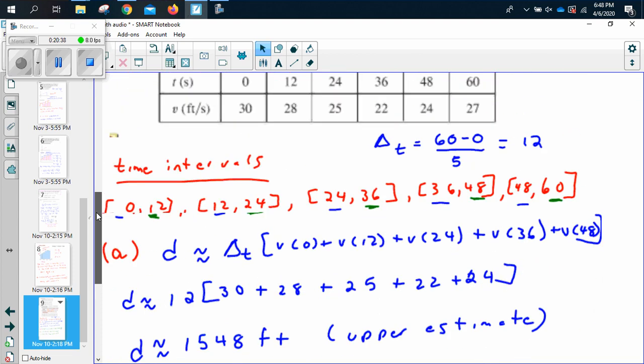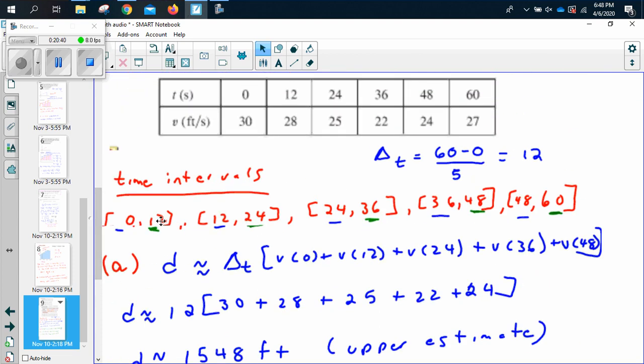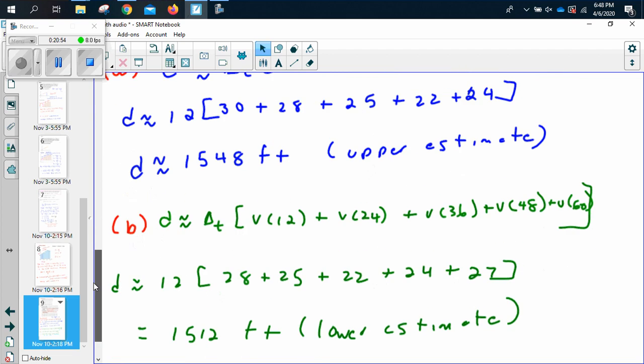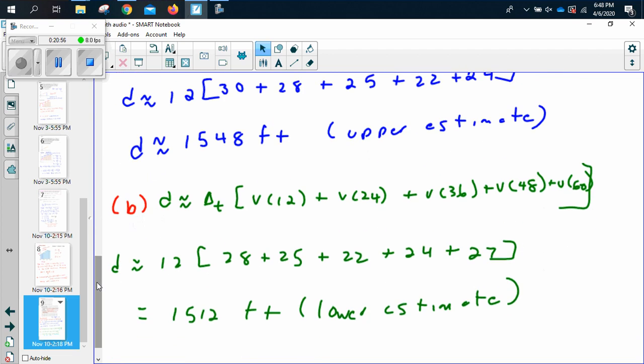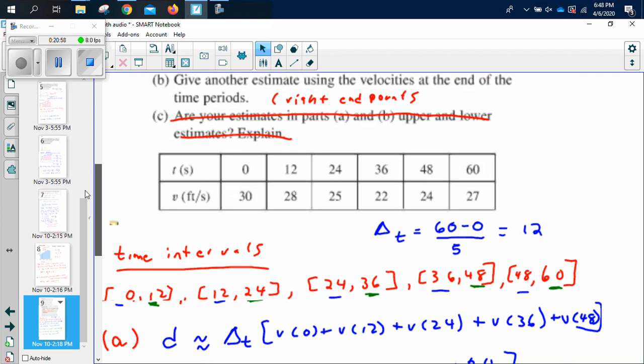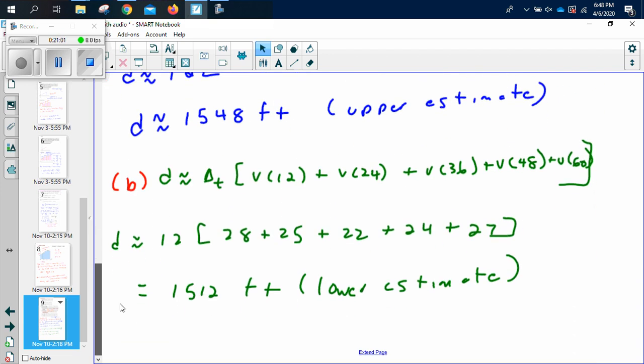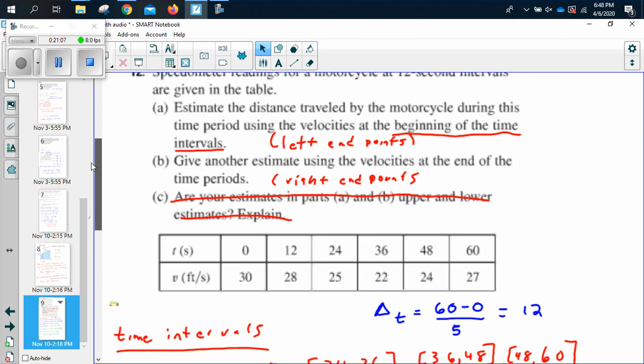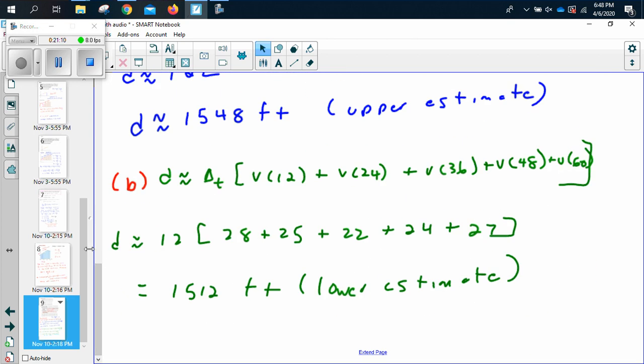For part B, the only thing different is I'm going to use the right endpoints, or the readings at the end of the time interval. So my readings, instead of V of 0, I'm going to start with V of 12. V of 12, then 24, 36, 48, and 60. I got these values off of the table: the 28, the 25, the 22, the 24, and the 27. And I get this number. So the actual distance would be somewhere in between those two values.